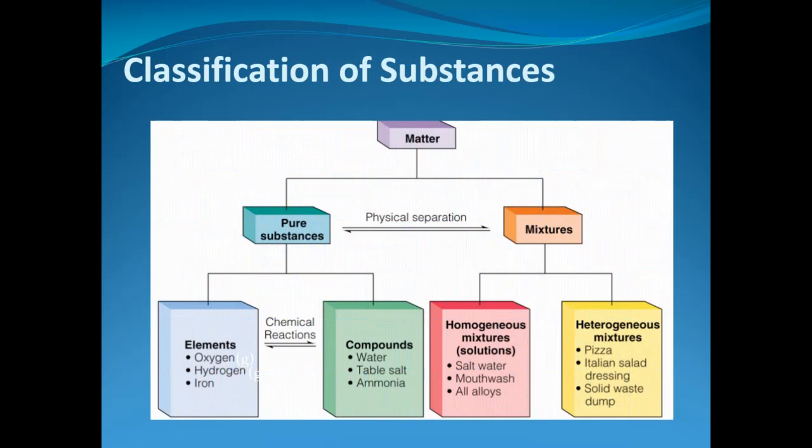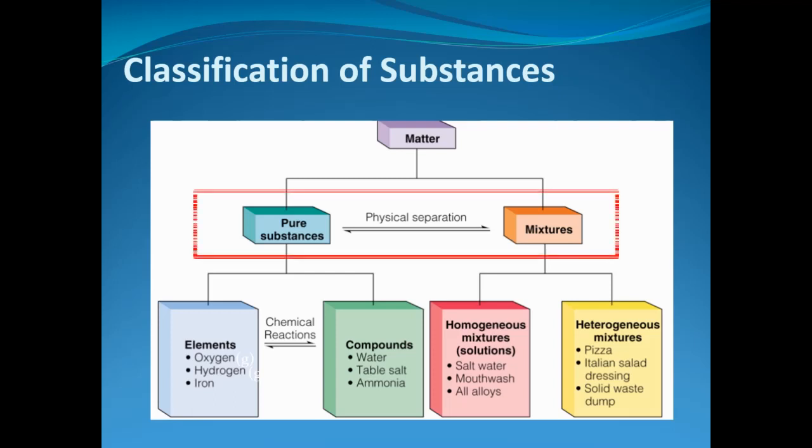So let's just revise what we know about the classification of substances. Matter can either be a pure substance or it can be a mixture. Mixtures can be separated by physical separation, and mixtures are usually a mixture of pure substances, such as elements and elements, or elements and compounds, and so on. But they can be separated by physical means.